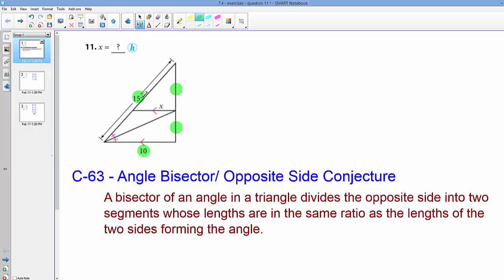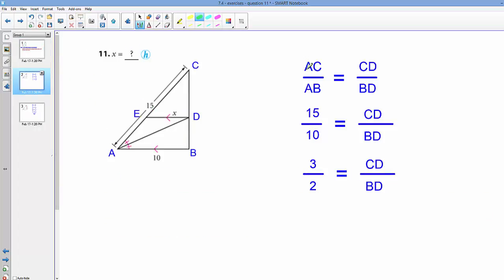So if the original sides are in a ratio of 10 to 15 or 2 to 3, then the sides will also be in a ratio of 2 parts to 3 parts. So how that plays out here, you can see I just have it labeled here and set up the proportion. So we're saying AC is to AB. The sides of the angle are in the same ratio as the opposite side.